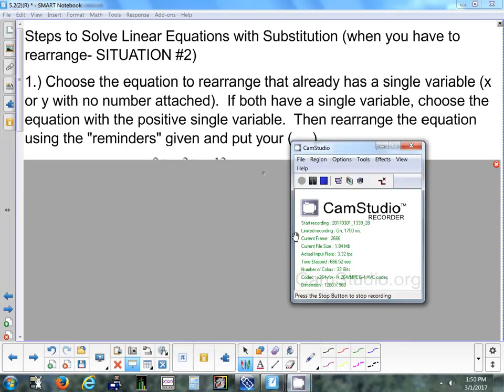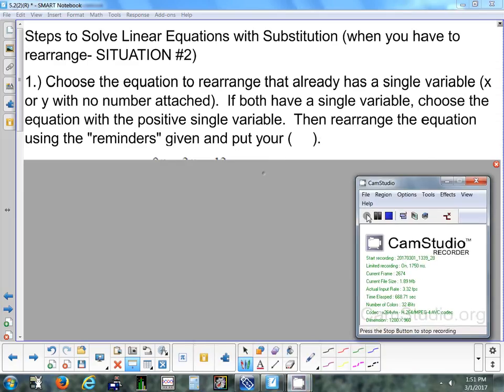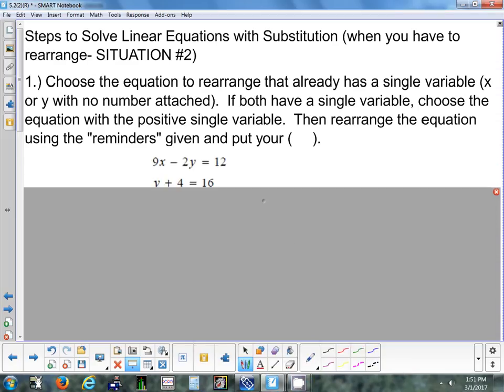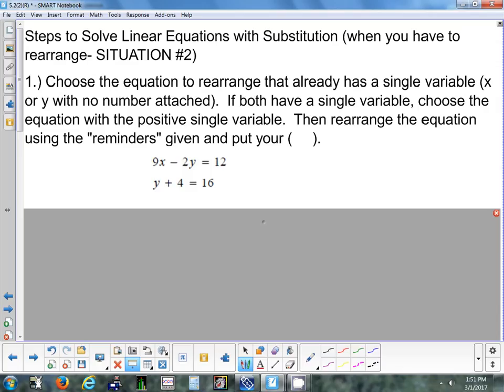I'll give you guys the same number because I want you guys to pay attention to these. It'll still be up there. All right. So here's my system. Based on that step we just wrote down, which equation would be better to rearrange? The top one or the bottom one? Which equation do we think would be better to rearrange?